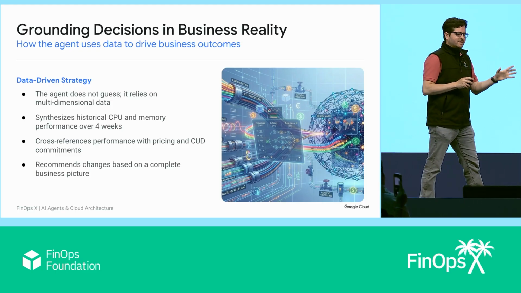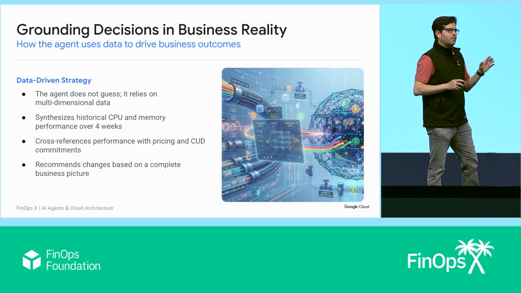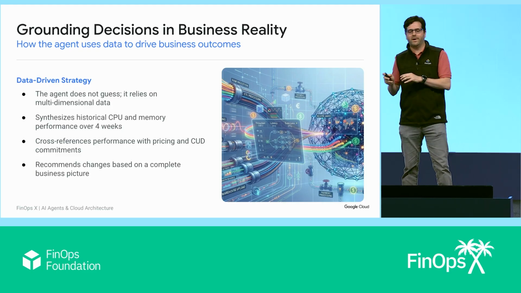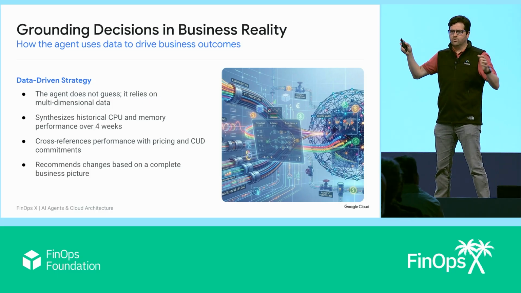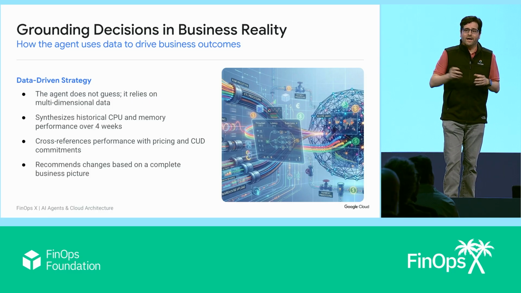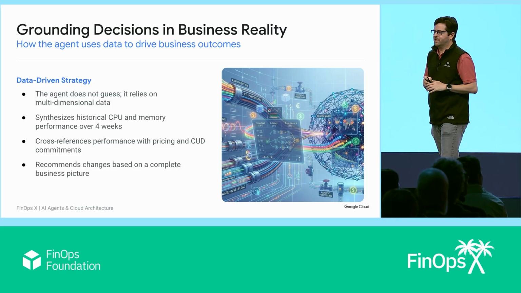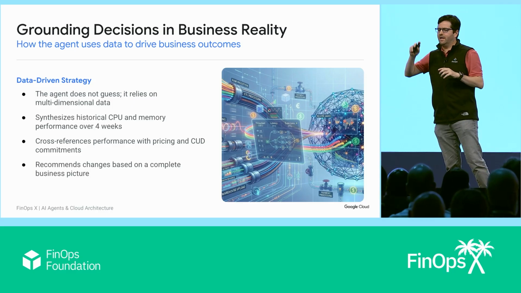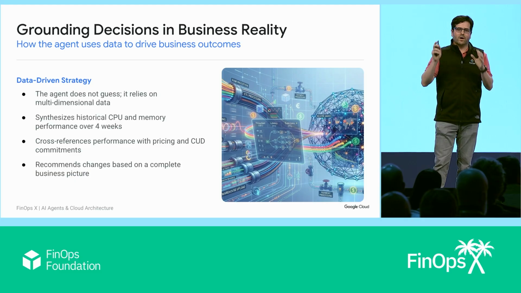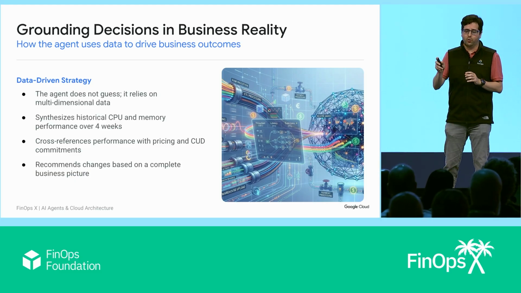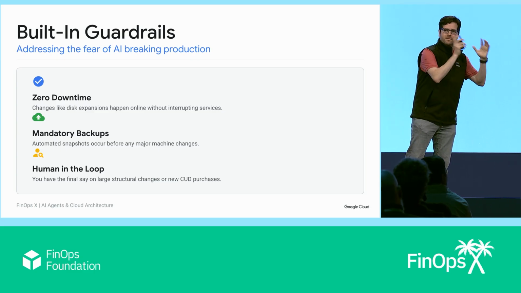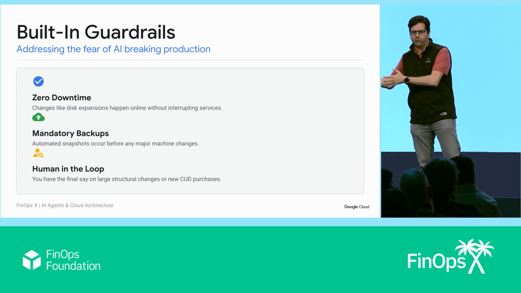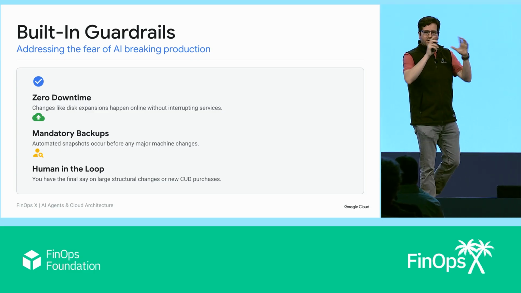Second, it will synthesize historical CPU and memory metrics for the last 4 weeks. And of course, this is a framework. You can change it to longer time periods if you want. Then the system will cross-reference all the performance data with the pricing data and with your commitments, and it will recommend the changes for you to approve. Always with the complete business picture, from the cost side all the way to the performance side. That's for the reasoning part.